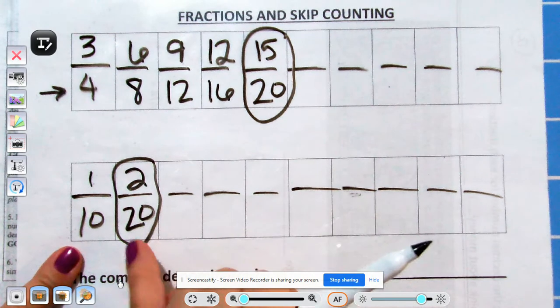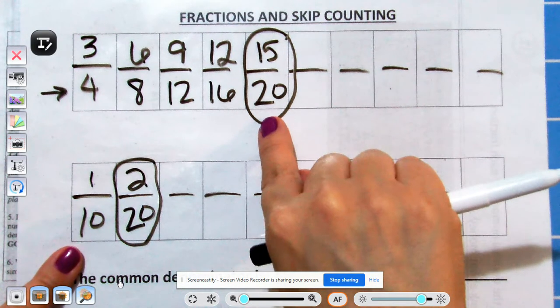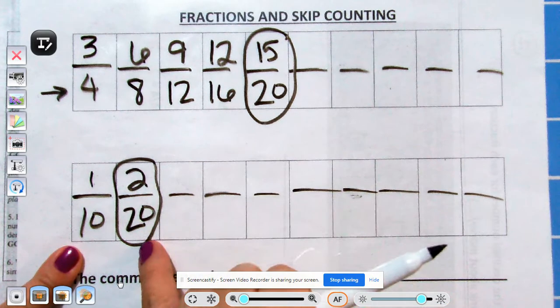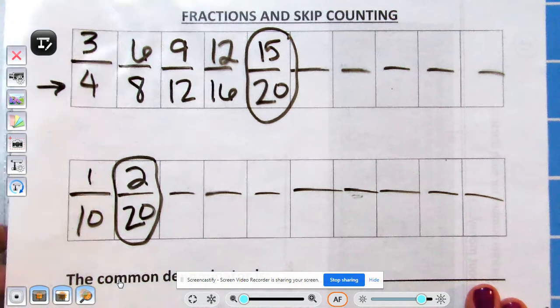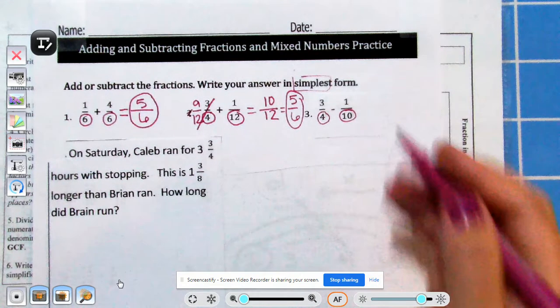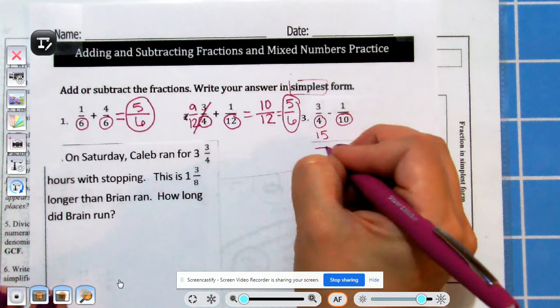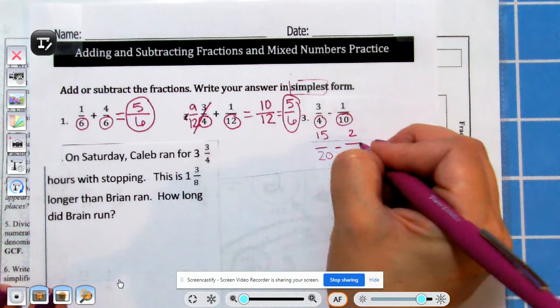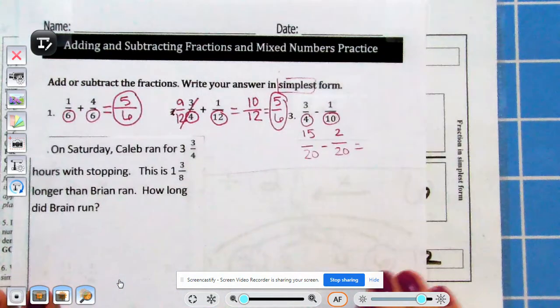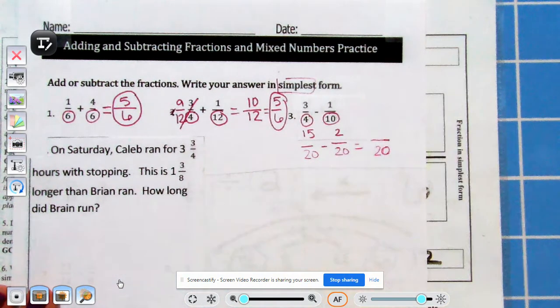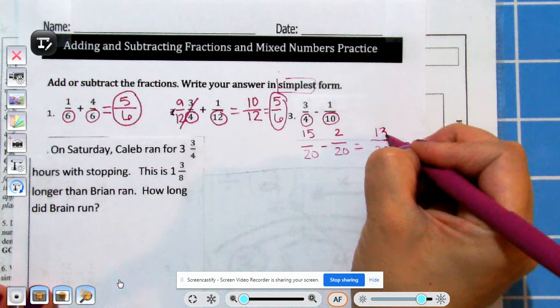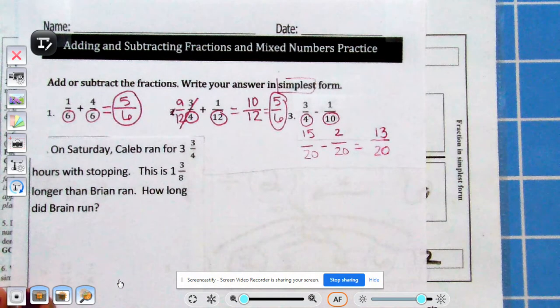So we can use their equivalent fractions to complete the subtraction problem since they have like denominators. So 15/20 subtract 2/20. All right, your denominator is going to stay the same. And 15 subtract 2 would be 13. Now, would this fraction be simplified?